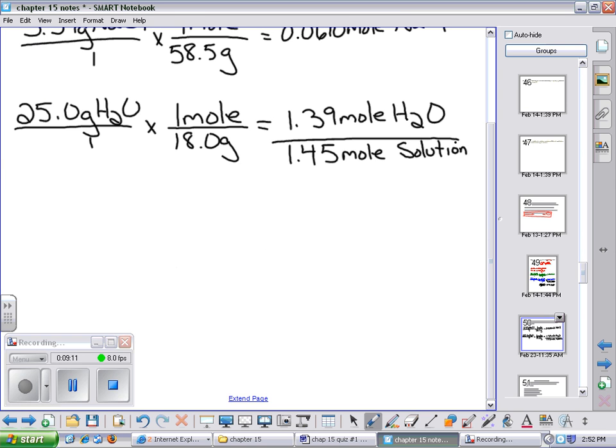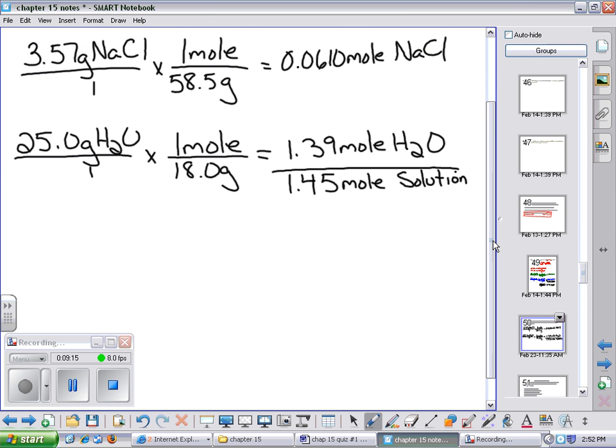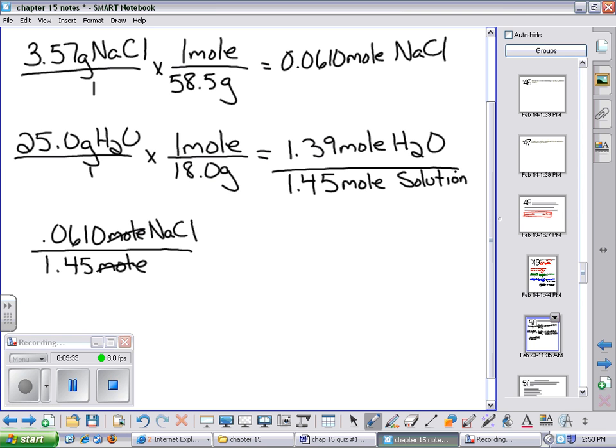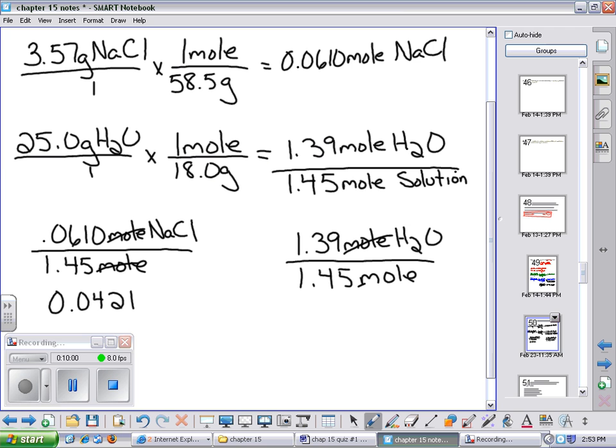So to figure out the mole fraction of the sodium chloride, we take the moles of the sodium chloride divided by the total amount. The moles will cancel, so you have no unit. So 0.0610 divided by 1.45 is 0.0421. And then we can do the same thing for the water. We take the moles of the water, divide it by the total. The moles will cancel, so no unit. 1.39 divided by 1.45, and you get 0.959 for the mole fraction for the water.